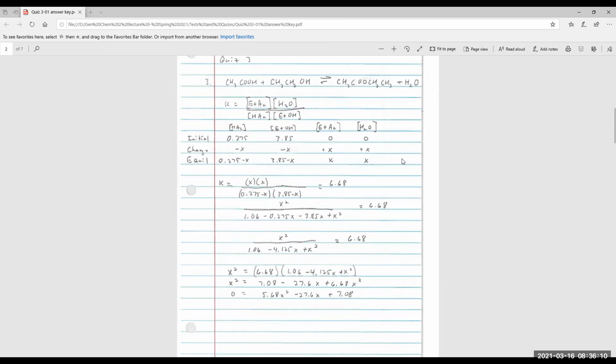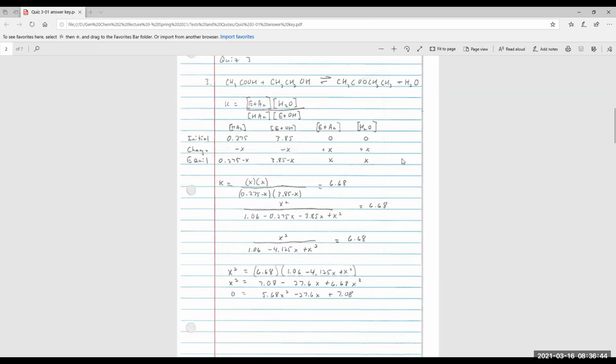The first thing I did is I wrote out my reaction: acetic acid plus ethanol gives me the ethyl acetate and then water. And that equilibrium expression is next: the ethyl acetate concentration times the water concentration, divided by acetic acid concentration times the ethanol concentration. So that's the products over reactants expression.